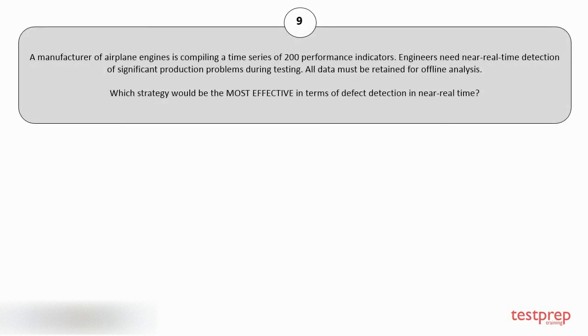Question number 9. A manufacturer of airplane engines is compiling a time series of 200 performance indicators. Engineers need near real-time detection of significant production problems during testing. All data must be retained for offline analysis. Which strategy would be the most effective in terms of defect detection in near real time?